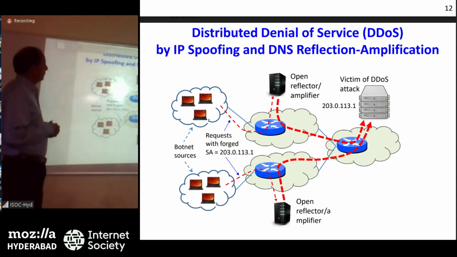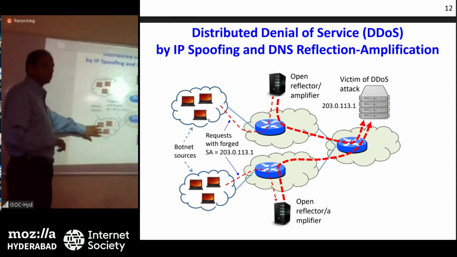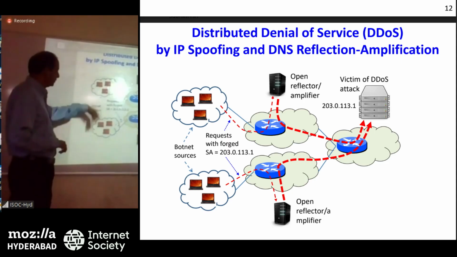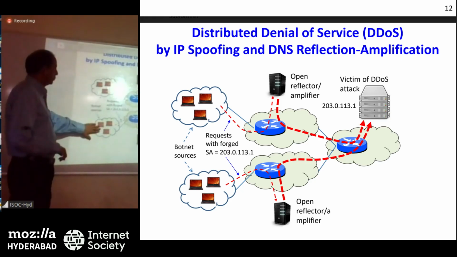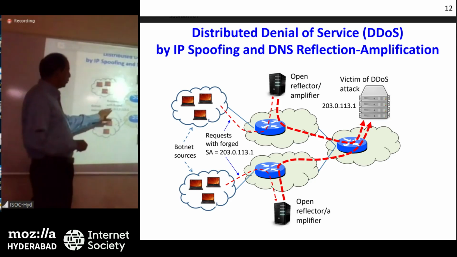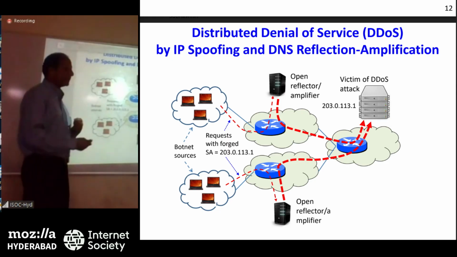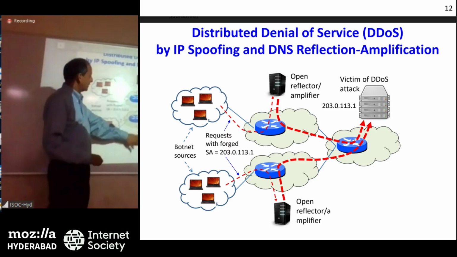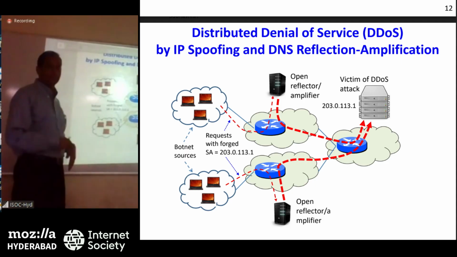So what happens when DDoS is performed using IP address spoofing and DNS reflection and amplification. Essentially, the attacker compromises many end user computers and installs botnets. So these all become sources of botnet. They are compromised and used to generate IP packets with a forged source address. They are sending DNS queries to these DNS servers, which act as open reflectors as well as amplifiers. If it's DNSSEC, the amplification is even more.